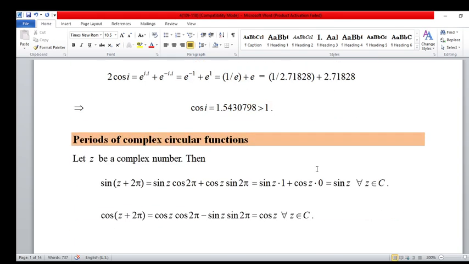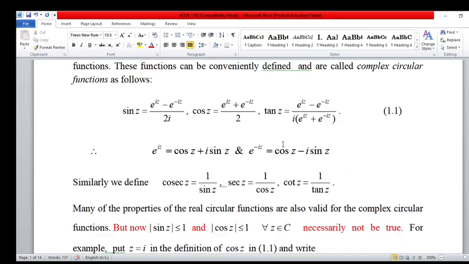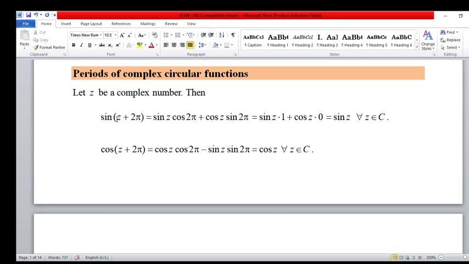Now, periods of complex circular functions. Our complex circular functions are sin z, cos z, tan z, and now we find their period. This is the important heading. Let z be a complex number. Then consider sin of z plus twice pi.